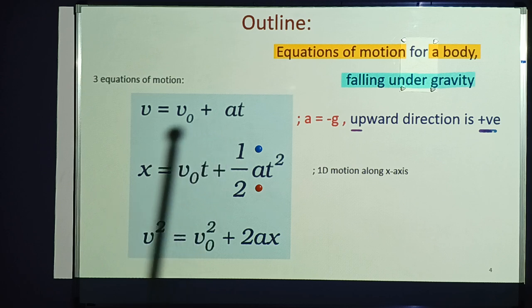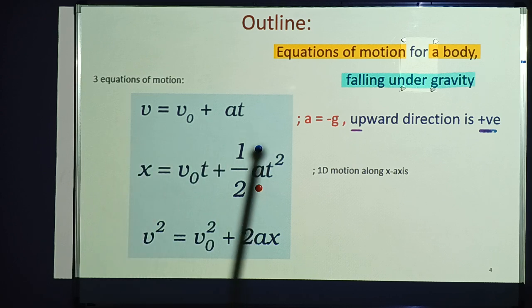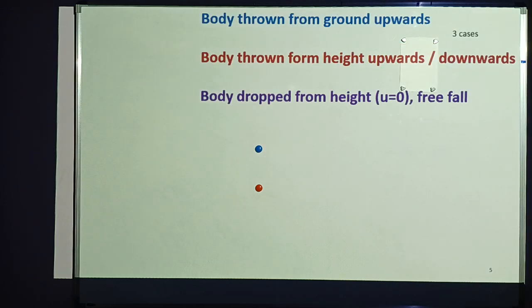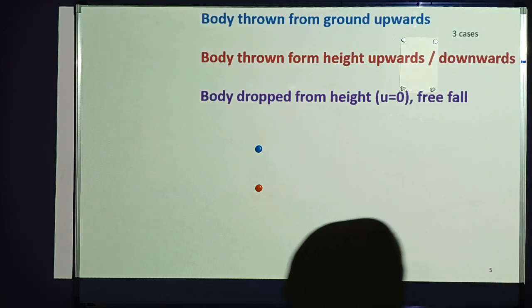The first equation gives how the velocity is changing with time. Second, how the displacement is changing with time. And third, how the velocity is changing with displacement. So we can consider three cases.